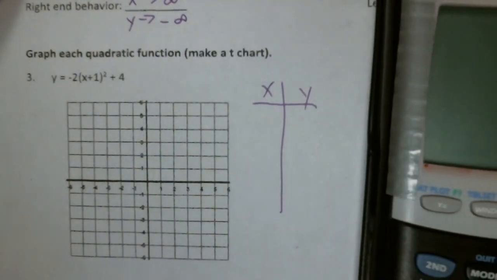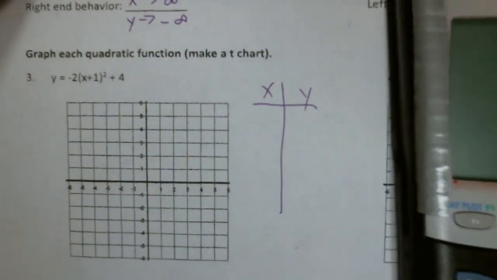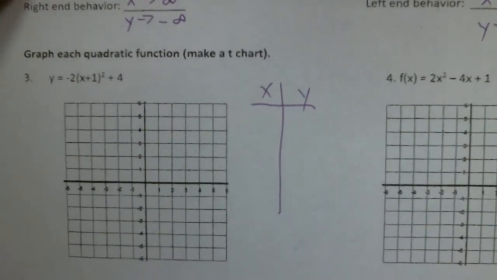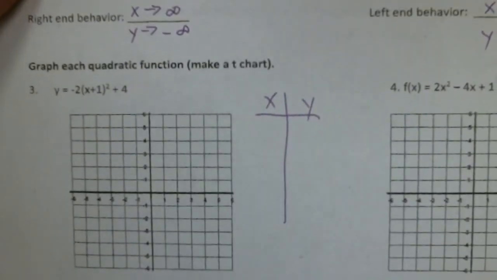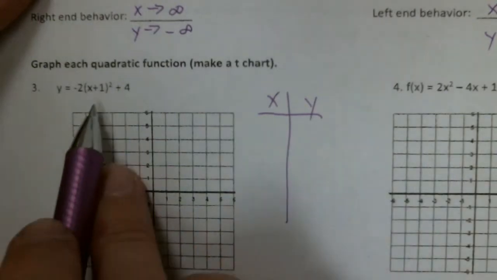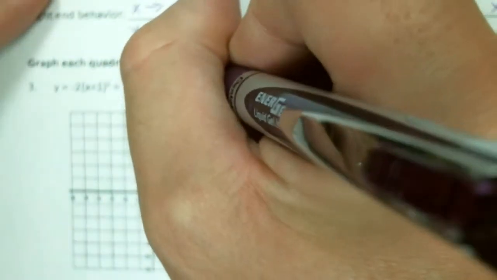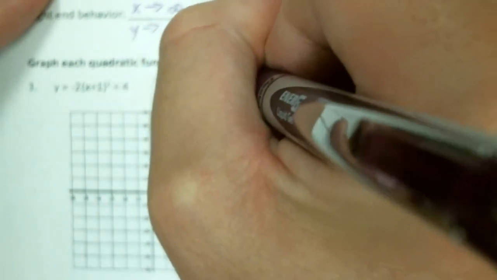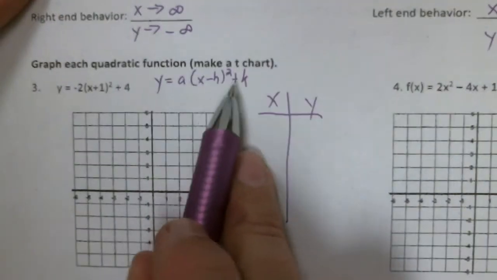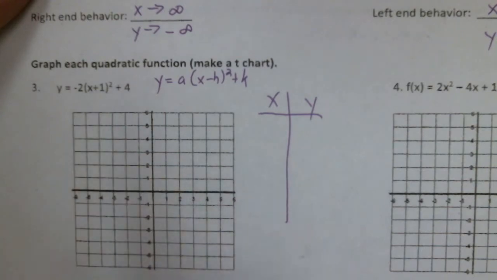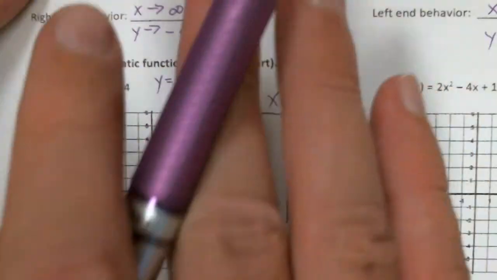But in order to use my calculator and to get some points out of the table, I need to figure out what the vertex is. Everything around the quadratics is kind of centered around the vertex. So how do I get the vertex? Well, if you notice, this is in vertex form. Vertex form is y equals a times x minus h squared plus k. So when you see the parentheses squared piece in the equation, that's a red flag. Hey, I'm in vertex form.